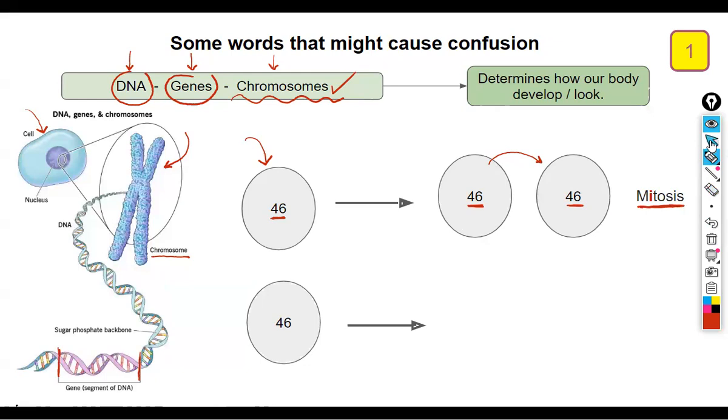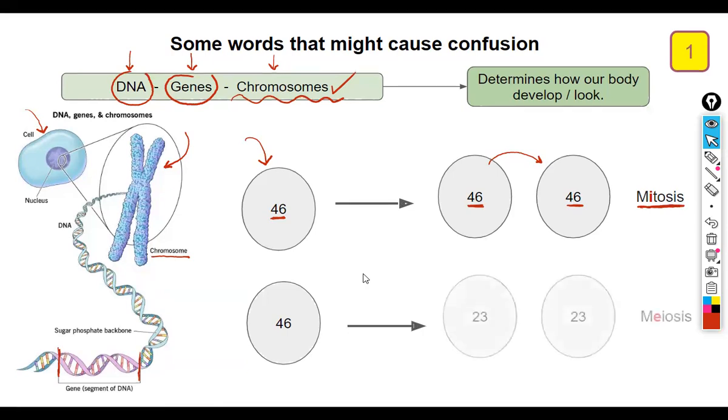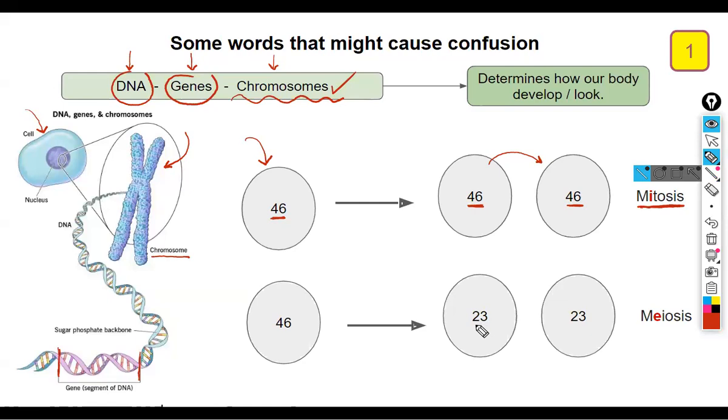The other way it can happen is this. You have a cell with 46 chromosomes, but when it decides to make a copy of itself, this is what happens instead. You get two cells, but did you all notice something? Each cell that was made from the original cell did not end up with 46 chromosomes in each. Instead, 46 divided by 2 is 23.